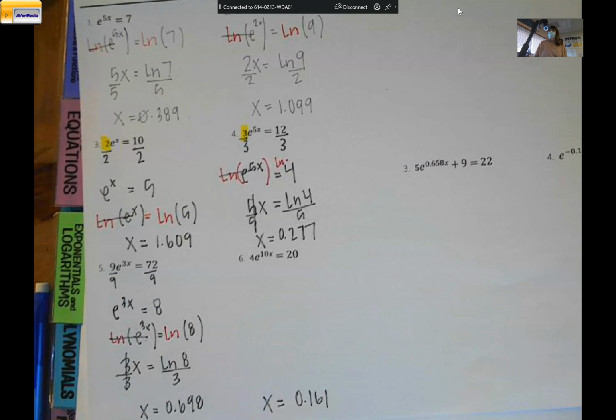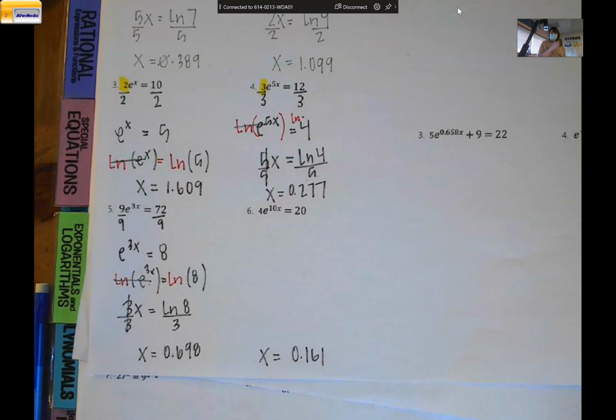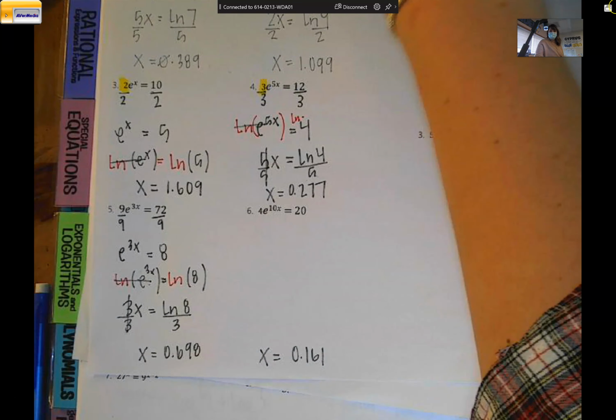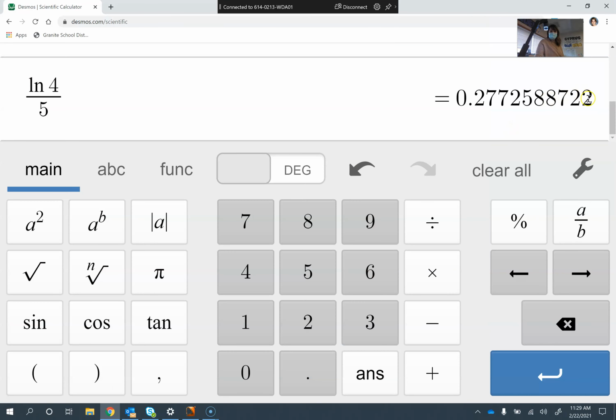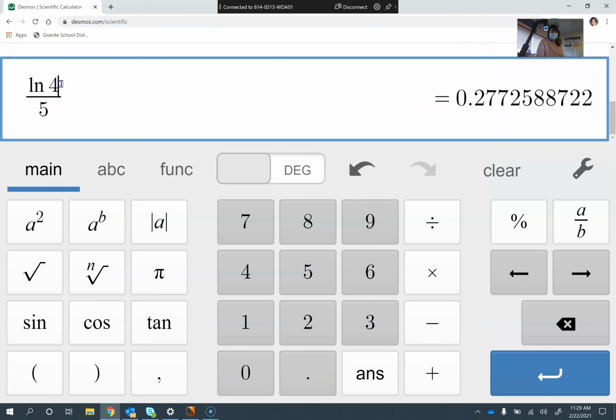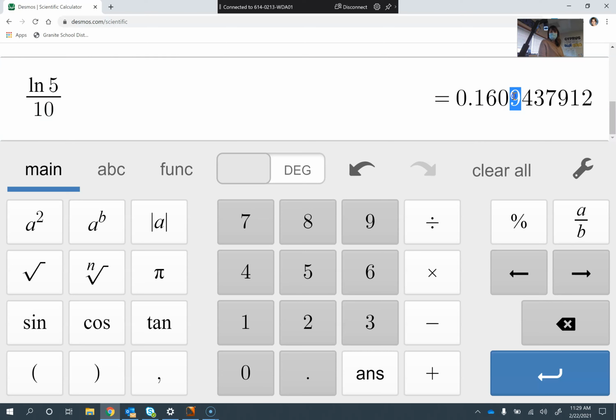So this one I got 161, but I saw lots of you guys had 160, so let me check real quick. It's natural log of 5 divided by 10. So that 9 right here that I have highlighted in blue tells you that you need to round up 1 to 161. So be careful on that when you get to Canvas.